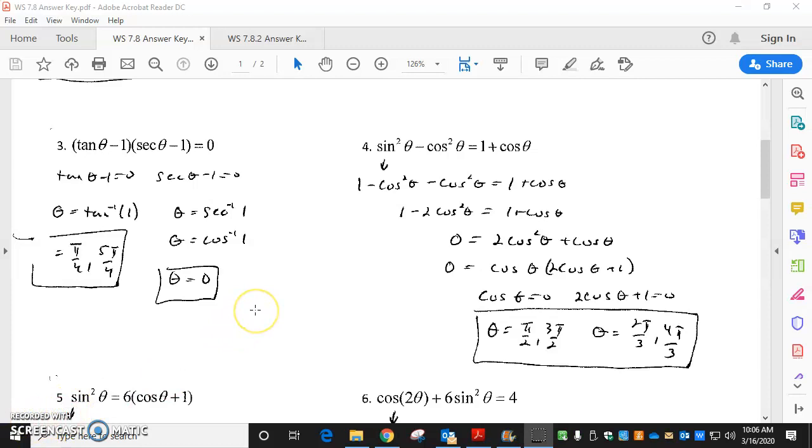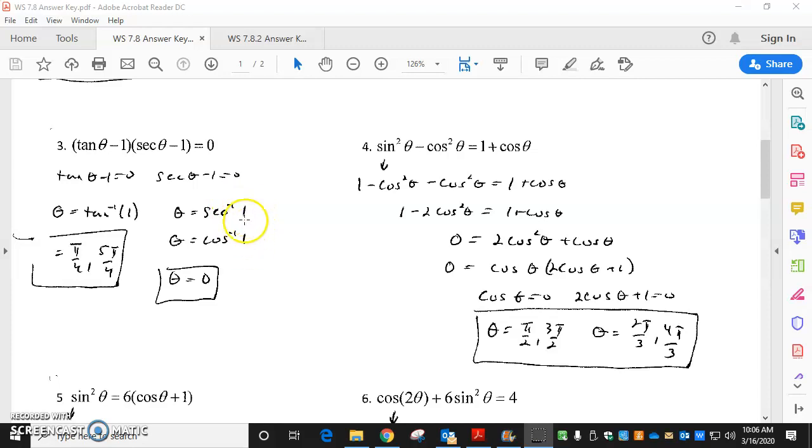Number 3 is actually already factored for you. This is already two things being multiplied together. Just set each one of them equal to 0 and then solve them individually. Now the secant one, remember, secant is the reciprocal of cosine. So if you want to solve a secant problem, you rewrite it as its reciprocal. You also rewrite the number as its reciprocal.